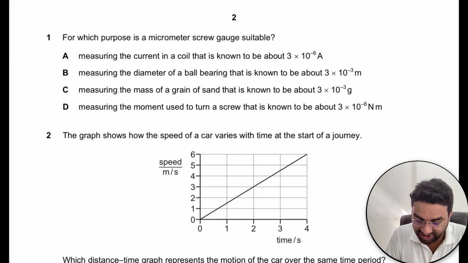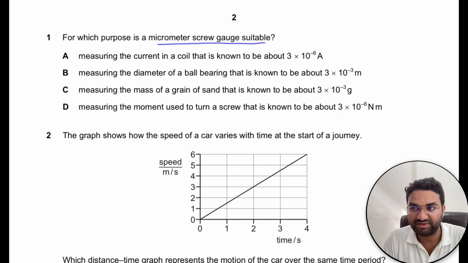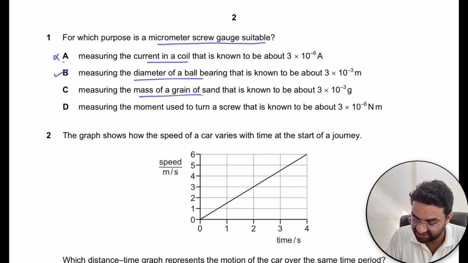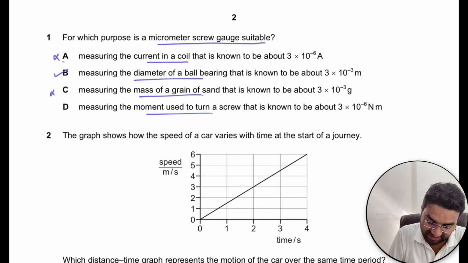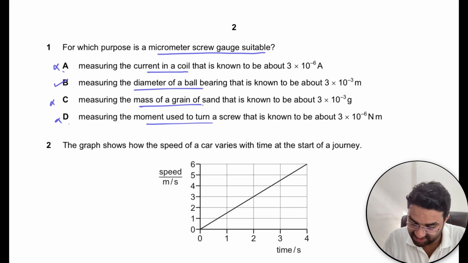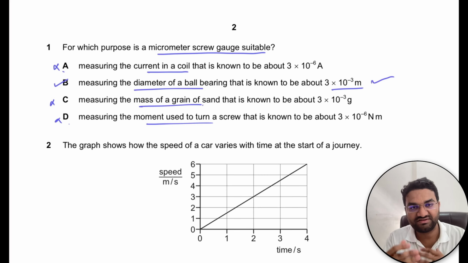First one: for which purpose is the micrometer screw gauge suitable? Measuring the current in the coil doesn't make sense. Measuring the diameter of the ball bearing, yes, of course, that's the correct one. Then measuring the mass of the grain of sand, and measuring the movement used to turn the screw, no, those don't make sense here. So the micrometer screw gauge is suitable for the diameter of the ball bearing, which is about 3 times 10 to the power of negative 3 meter. And this is just a theory part.